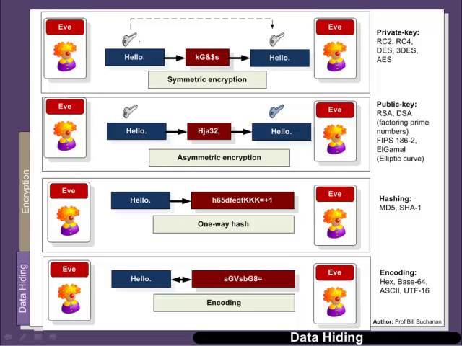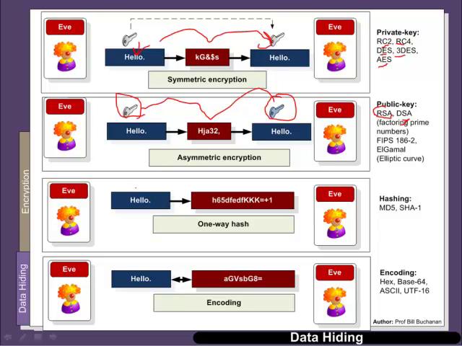With private key encryption or symmetric encryption, we have one key which will encrypt, and then the same key can then decrypt it. So typical methods we use here are RC2, RC4, DES, 3DES and AES. With asymmetric encryption we have two keys, one to encrypt and another to decrypt. So in this case we can encrypt with one key, such as the public key, and then we use a special key to then decrypt the message. So typical methods here are RSA, DSA and so on.